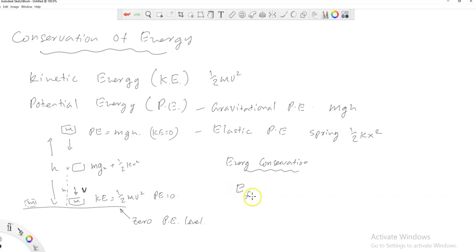Or you can say energy final should be equal to energy initial. Total energy, right? Not just any energy, but the total energy of the final system is equal to the total energy of the initial system. In other words, over here, now this is our final, this is our initial.